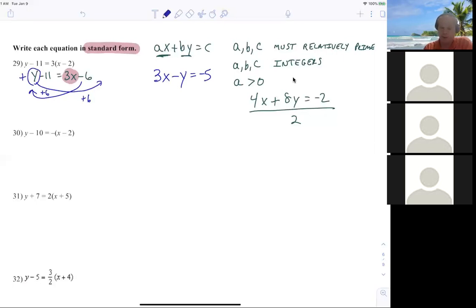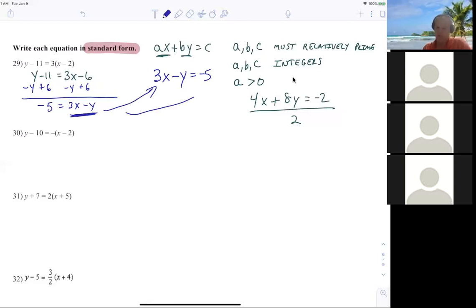All right, I'm going to go back and erase this, right here. And I'm going to show you again. Essentially what I did was I added 6 to both sides, and I subtracted y. So this became -5 equals 3x minus y. And of course, the 3x minus y is supposed to be written first, and the constant is written second. Okay, hopefully that was good for everybody, bringing back good memories.